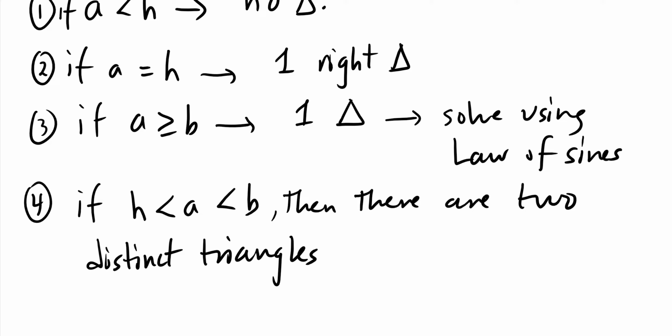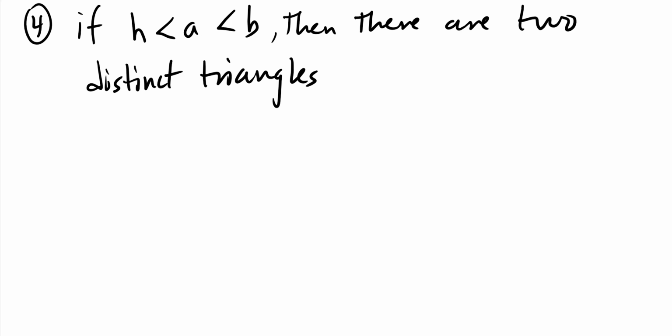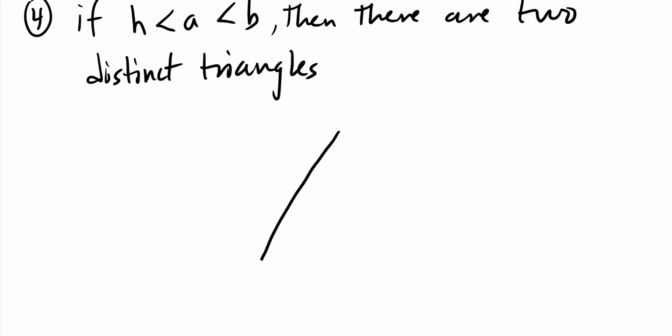There are two distinct triangles. And what are these? How can we get two distinct triangles? Let me draw the diagram again. So this was point C. This is the height. A, alpha, and B. So if that's the case, two triangles can come out of this.